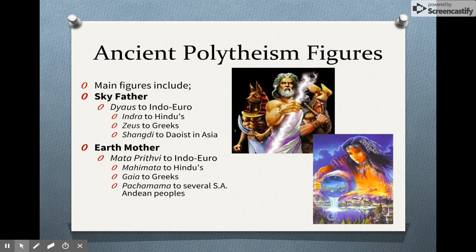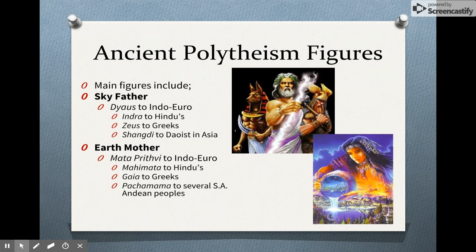Now, ancient polytheism figures that are important you might be interested in learning about. The main figures include the individual we call Skyfather. Skyfather is referred to in different religions as different things. Skyfather would be referred to as Dyaus to Indo-Europeans, Indra to Hindus, Zeus to Greeks, and Changdi to Taoist religious followers in Asia.